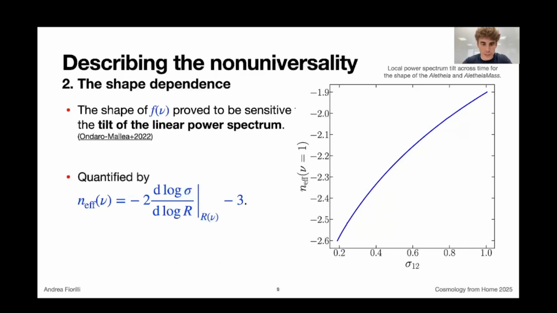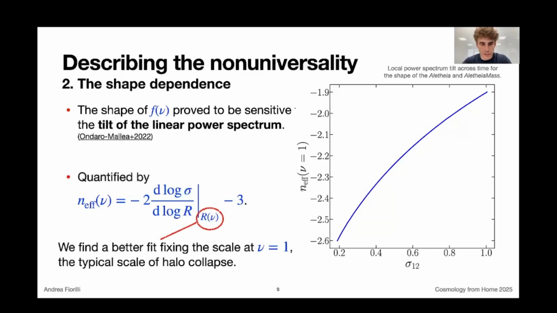We find, though, that we can better fit the data from the simulations if we fix the evaluation of n effective at the typical scale of the collapse of halos at any given time, which is given by the scale set by nu equals 1. You can see on the right a plot of how this function looks as a function of sigma 12.